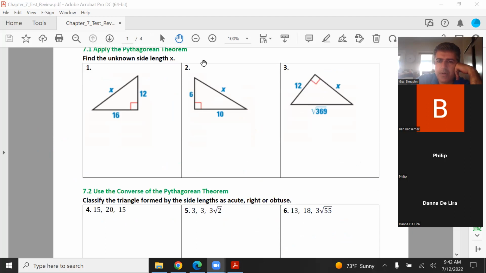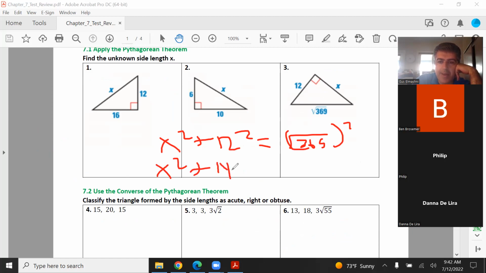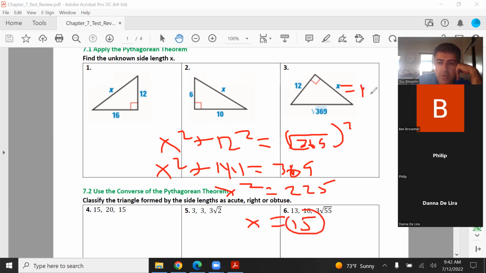And then finally for number 3, for this set, and then we'll move on to another set, you have x squared plus 12 squared equals root 369 squared. I'm going to do this a little more quickly because I know if you've got this, you're a little bored right now. You get 369 because when you square a radical, it just goes away. So x squared is going to be 225. The square root of that is actually 15. So hopefully those two are pretty straightforward. Just Pythagorean theorem, not that hard.